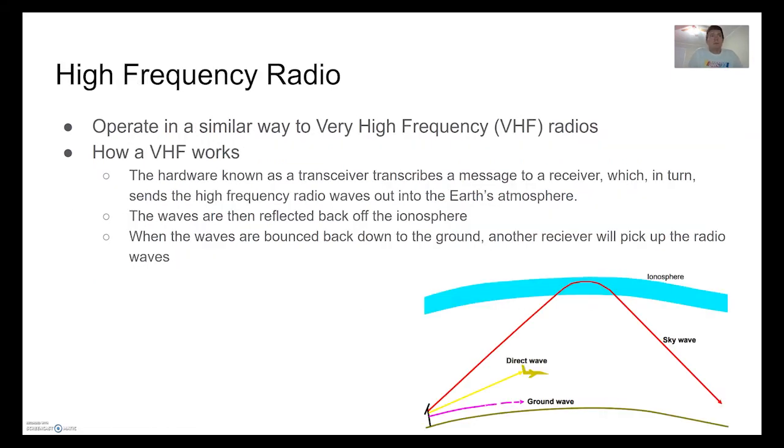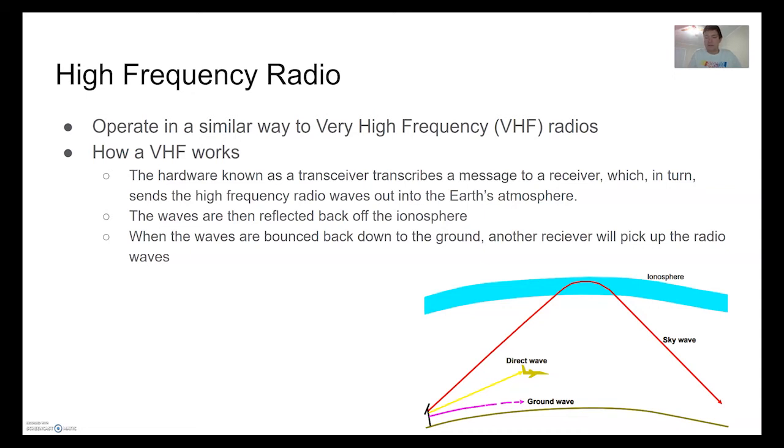The next device I would like to talk about is the high frequency radio. They operate very similar to the VHF radio that was mentioned earlier in previous slides. And this is how they work. The hardware known as a transceiver transmits a message, sending the high-frequency radio waves out into the Earth's atmosphere. The waves are then reflected back off of the ionosphere located in the atmosphere, and when the waves are bounced back to the ground, another receiver will pick up the radio waves.